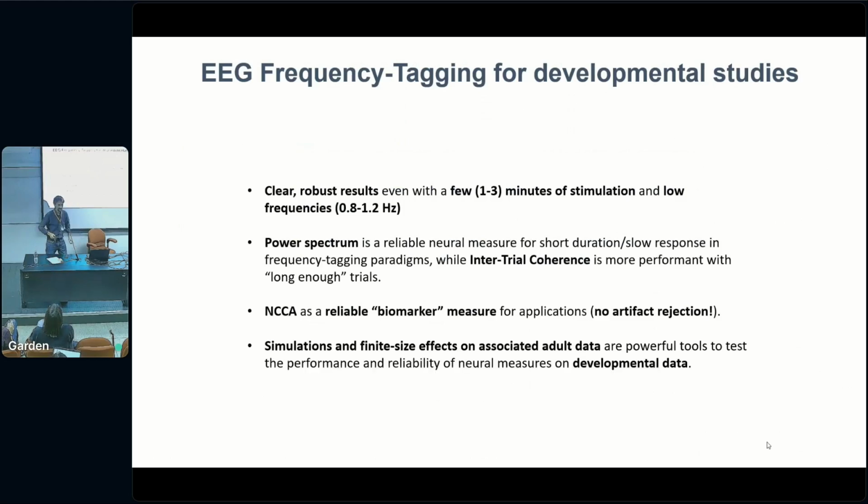And lastly, what I was saying before, in this very difficult and challenging sector, it is fundamental to investigate the reliability of the methods that we use. And so I'm convinced that we should do that both by using adult data sets that are longer and more clean, etc., and simulations so that we know more clearly what we are talking about.